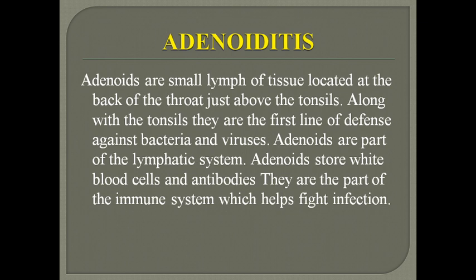So adenoids are the lymphatic tissues which are present just above the tonsils and they are the first line of defense against bacteria and viruses, and adenoids are part of the lymphatic system.